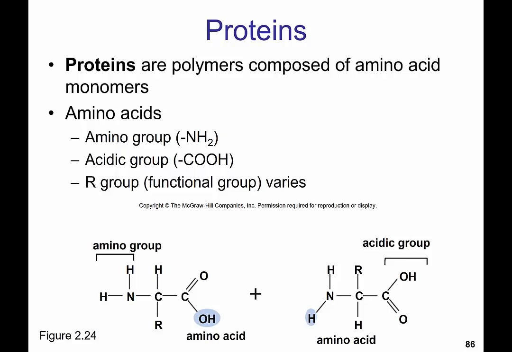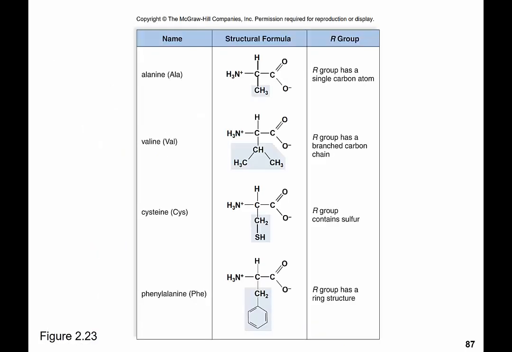Proteins are polymers composed of amino acid monomers. So amino acids, you have an amino group and an acidic group. So amino group here, acidic group here, and then this R represented here of an amino acid is just a functional group, and that's going to vary according to what type of protein you have. So highlighted here are some examples of different R groups or functional groups, and they form different amino acids.